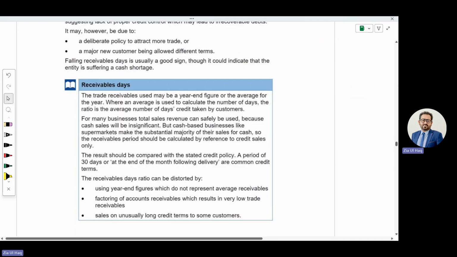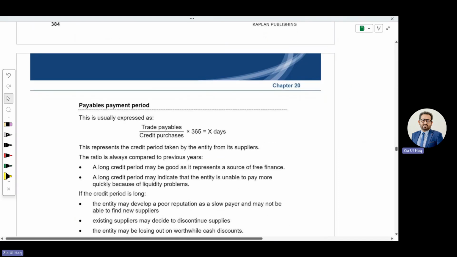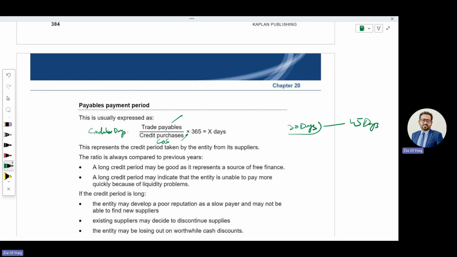What's the other liquidity ratio? Creditor days, or payable payment period. How to calculate: trade payables over credit purchases into 365. If you don't have credit purchases in the question, you can use cost of sale. The answer will be in days, say 30 days or 45 days. What does this mean? In how many days we are paying cash to the supplier?